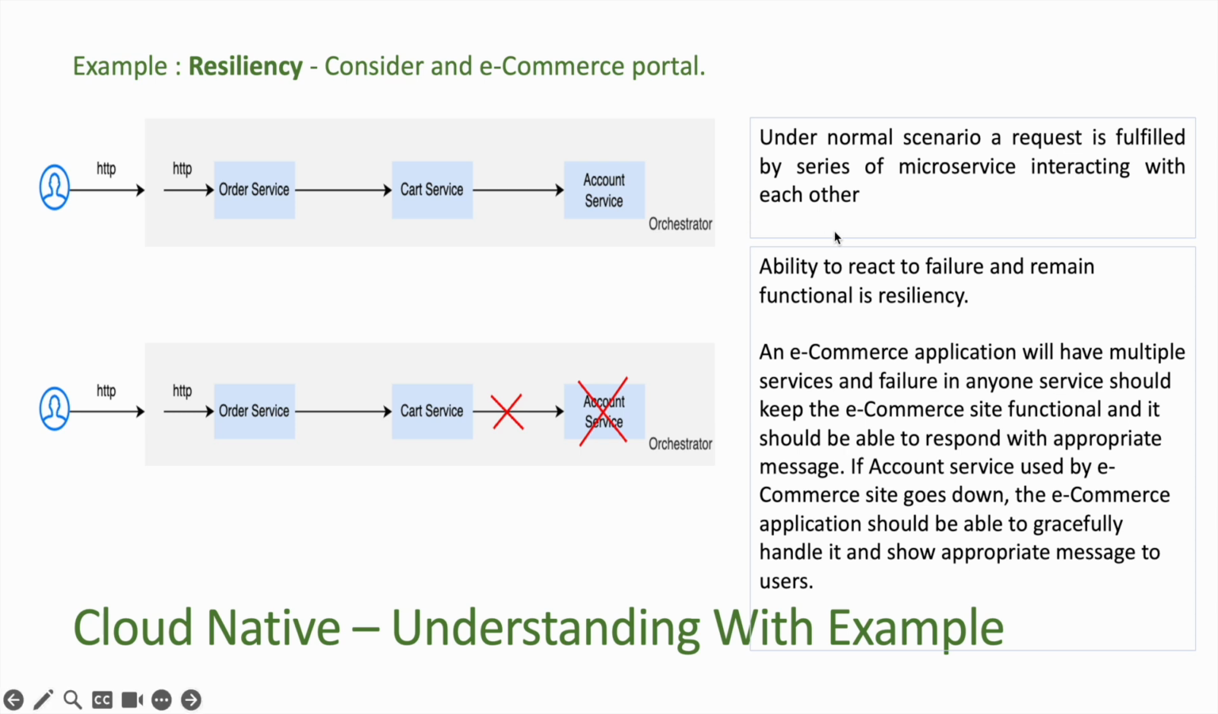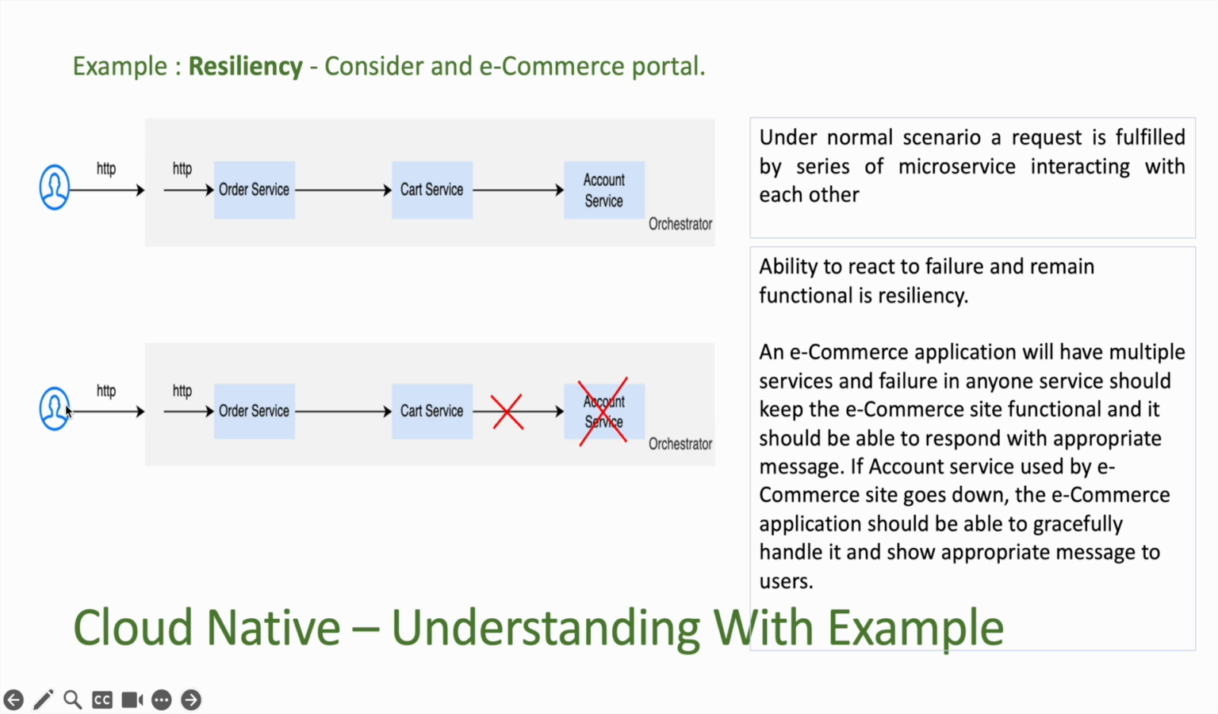That is what resiliency is. The ability to react to failure and remain functional is resiliency. That is what we said just now. An e-commerce application will have multiple services, that is what we see over here, and failure in any service should keep the e-commerce site functional and it should be able to respond with an appropriate message. In this case, if the account service used by this e-commerce application goes down, the e-commerce application should be able to gracefully handle it and show an appropriate message to the user.